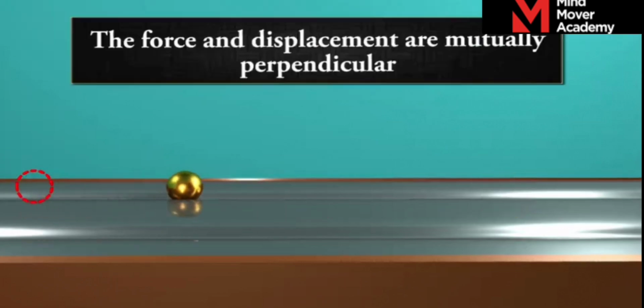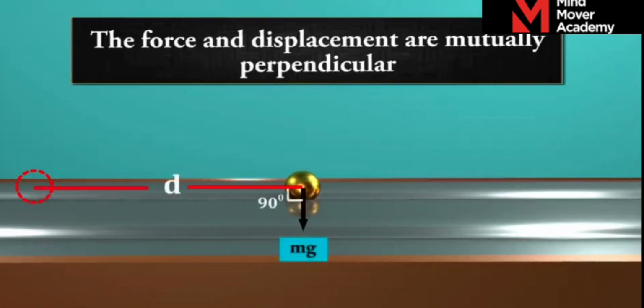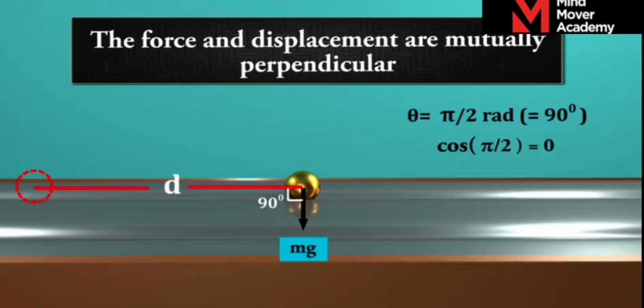Or the force and displacement are mutually perpendicular. This is so since for theta is equal to pi by 2 radian is equal to 90 degrees, cos pi by 2 is equal to 0. For example, for a ball moving on a smooth horizontal table, the gravitational force mg acting downwards does no work since it acts at right angles to the displacement.